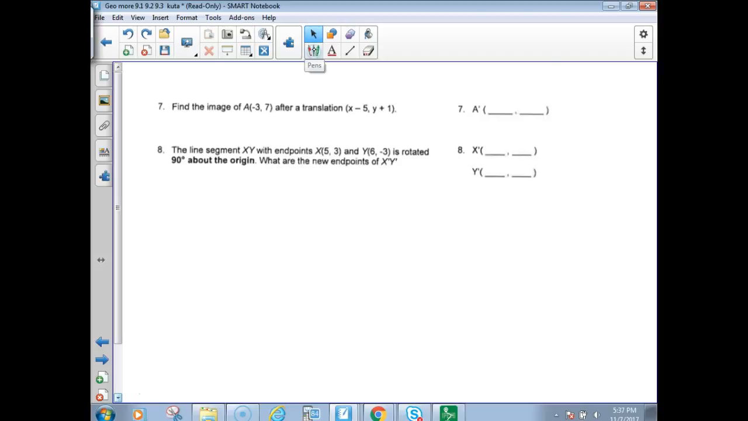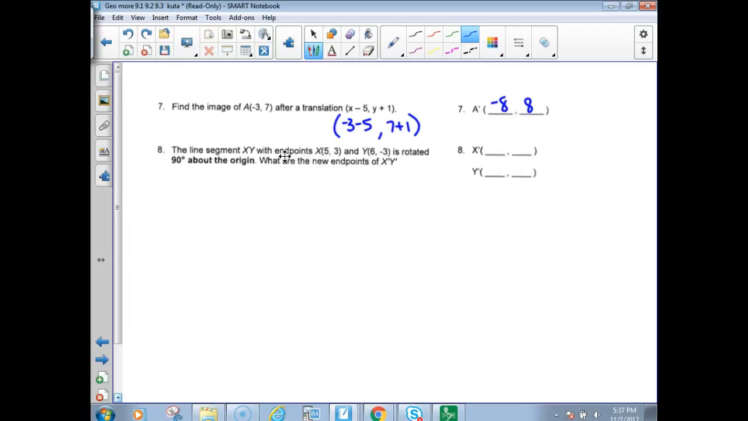Well, for some reason, there's another number 7 at the top of your paper on the back. It says find the image of -3, 7 after translation of -5 plus 1. So basically, you're just going to plug in the x values here, -3 minus 5. And 7 plus 1, it's actually a translation left 5 and up 1. The new point would be at -8, 8.